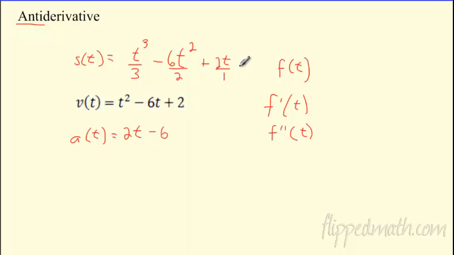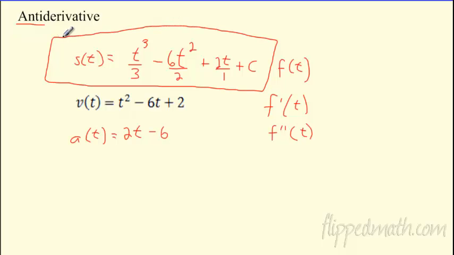And then also there could have been some constant here. So don't forget about this. We always are going to put a c on there, some kind of constant. So we can find antiderivatives. There it is right there.